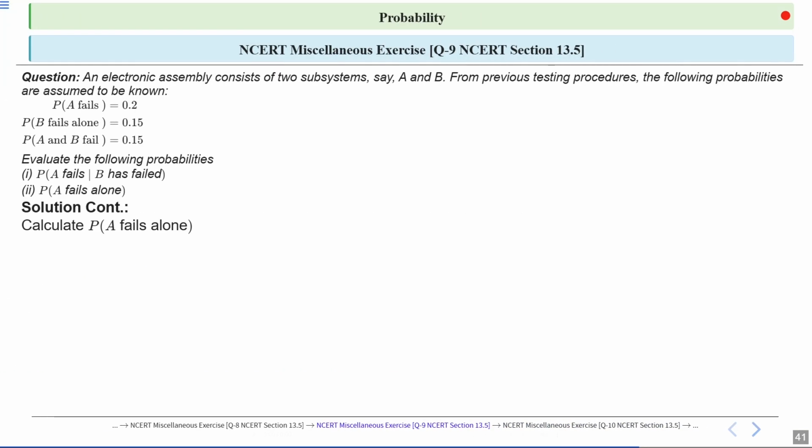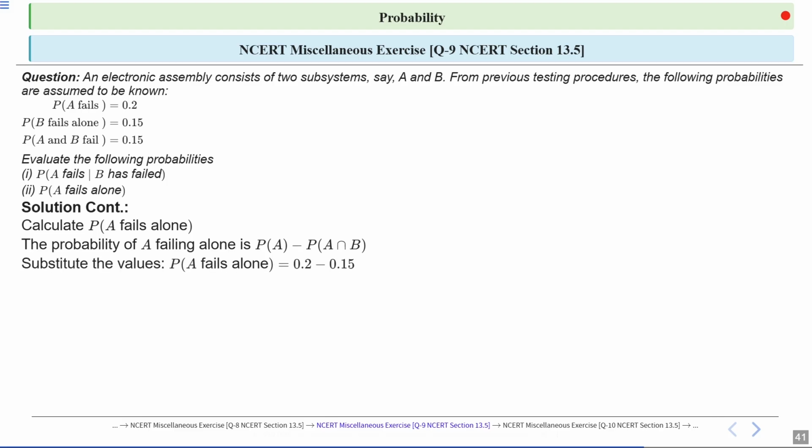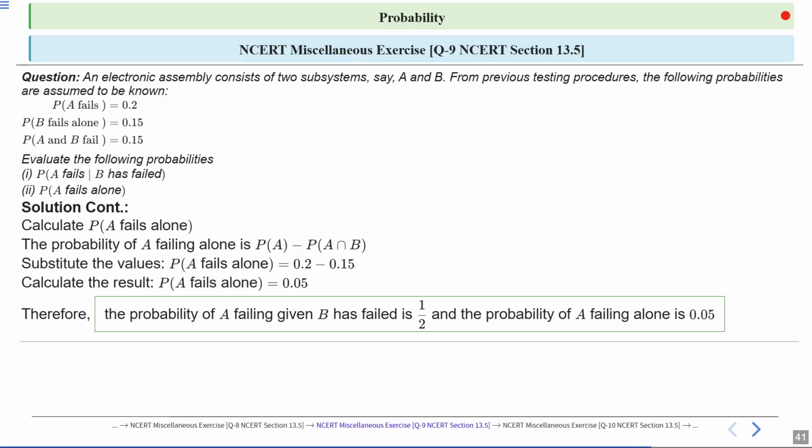So now calculate the probability of A failing alone. The probability of A failing alone equals the probability of A minus the probability of A intersection B. Substitute the values: probability of A failing alone equals 0.2 minus 0.15. So calculate the result: probability of A failing alone equals 0.05. Therefore, the probability of A failing given B has failed is 1 by 2 and the probability of A failing alone is 0.05.